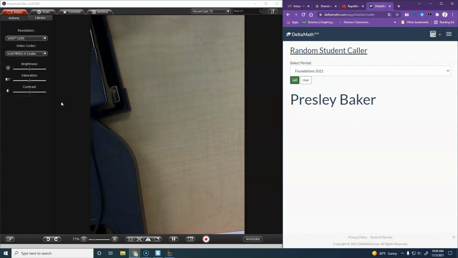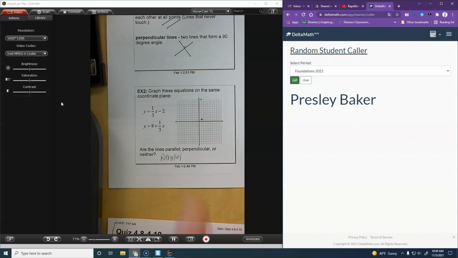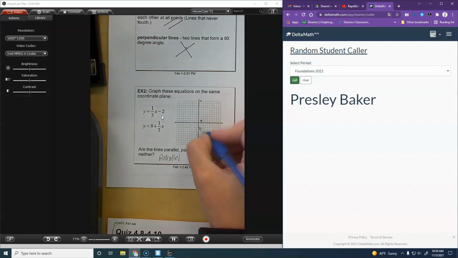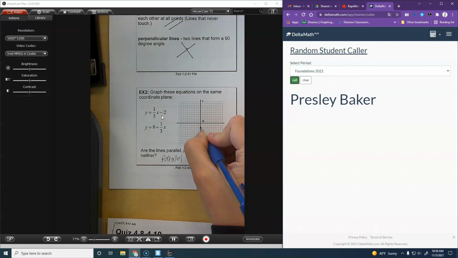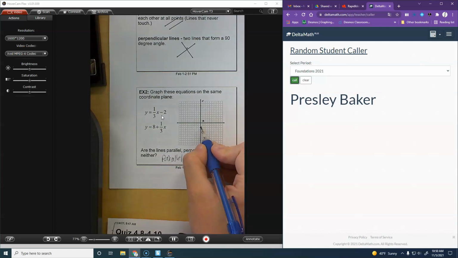Okay, so let's look at 2 here. There we go. Okay. All right, so it is correct that they're going to be parallel. That is correct. So, Presley, tell me what's the y-intercept on that first one? -2. So we will go to -2 right here, and we'll put ourselves a dot, right? And then what is our slope on that? All right, so from here, what do we have to do?